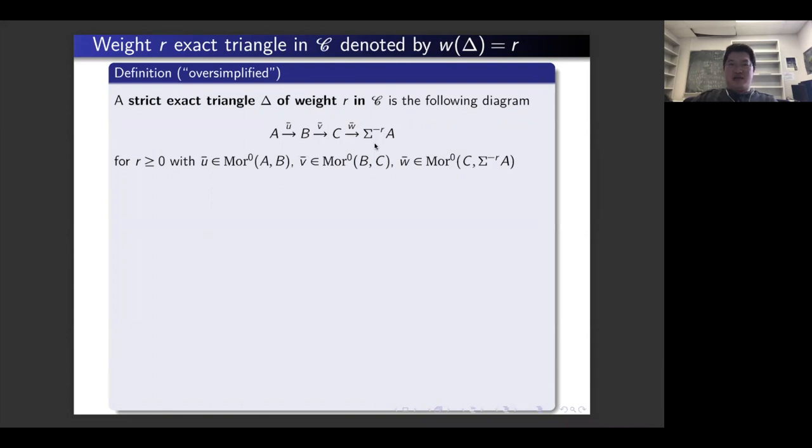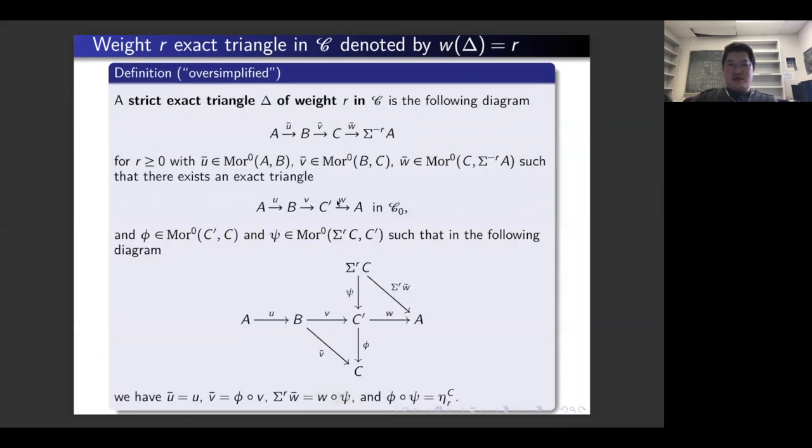Right, this is like the face of this triangle. And it will satisfy a certain property, right? I mentioned that earlier. Where does this R come from? It comes from this comparison of this triangle with the triangle in the classic sense. So the idea says that there exists an exact triangle in C0, which in the classic sense, A goes to B goes to C prime goes to A.